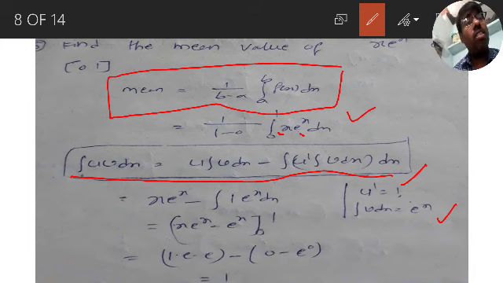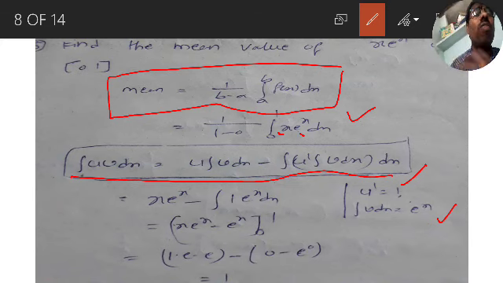This is the product rule. So in the log x case, what I wrote: log x equal to 1 into log x, where log x is u and 1 is v. Here, x into e power of x, u is x and v is e power of x. Derivative of x, that is u dash, is 1, and integration of v is e power of x.